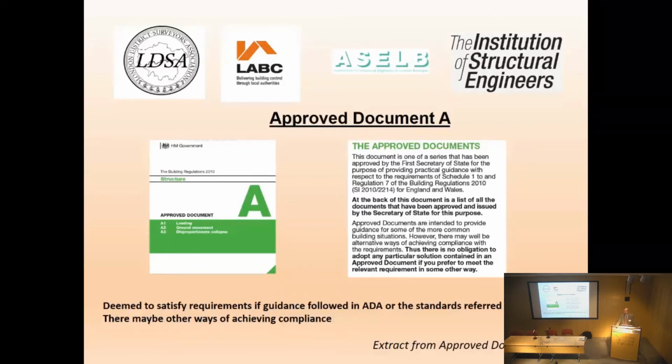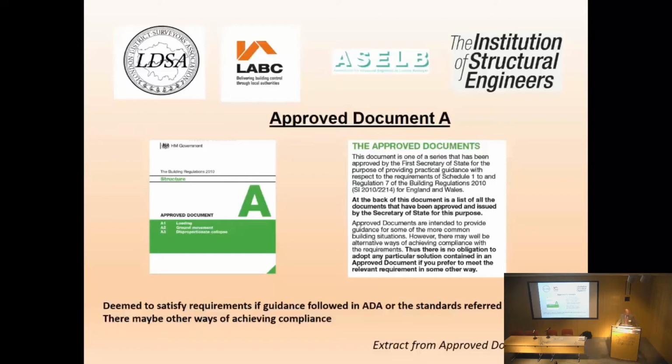And we always make the point to engineers and architects that there may be alternative ways of achieving compliance with the requirements, and a designer is under no obligation to adopt a particular solution contained in an approved document, in our case, Approved Document A. If you prefer to meet the relevant requirement in another way, you're welcome to do so. If a designer does adopt a solution or method contained in Approved Document A, the building will be deemed to comply with the requirements A1, A2 and A3.